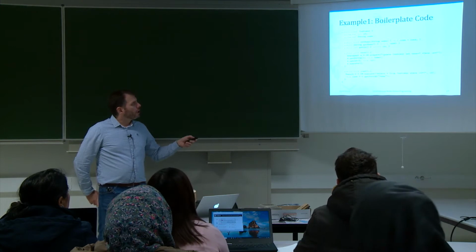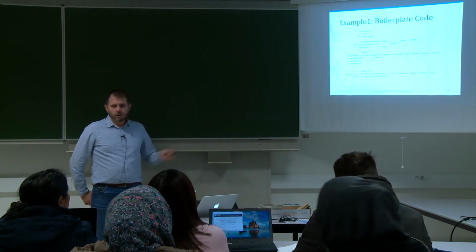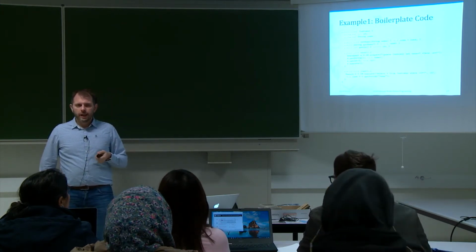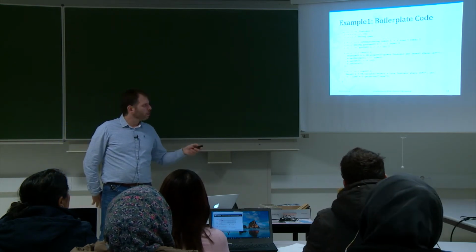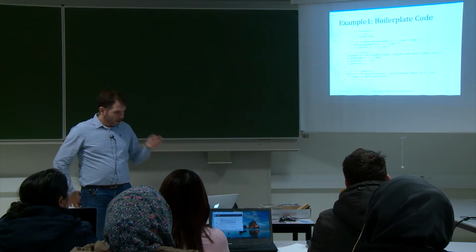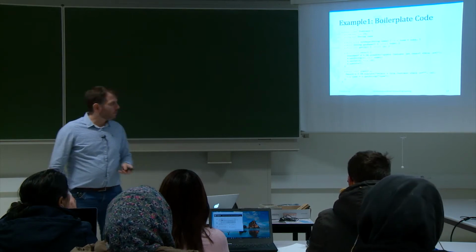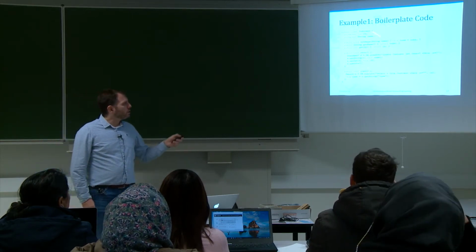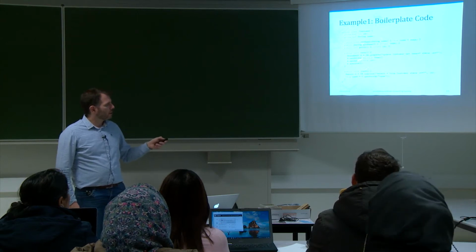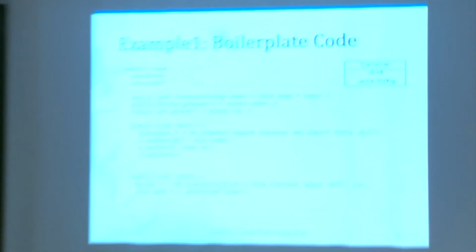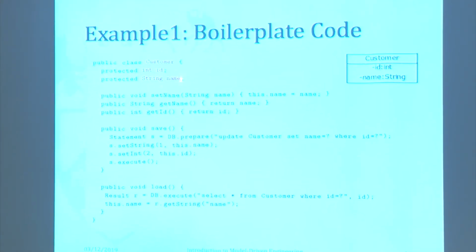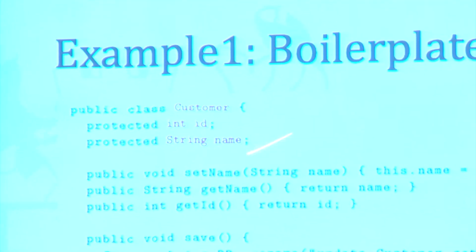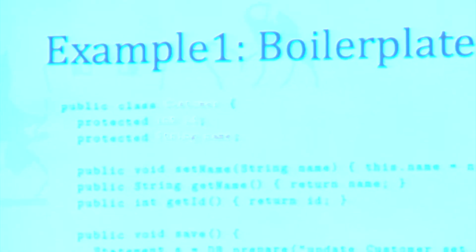And of course, there are frameworks that make this job easier. There are tools like Hibernate, etc., but they're not used everywhere, and even these tools add their own complexity to the code. Now, if you look very carefully, the only interesting information in this code is the fact that we have a customer that has an ID and a name. And if we know this information, we can write a little program that generates the rest.